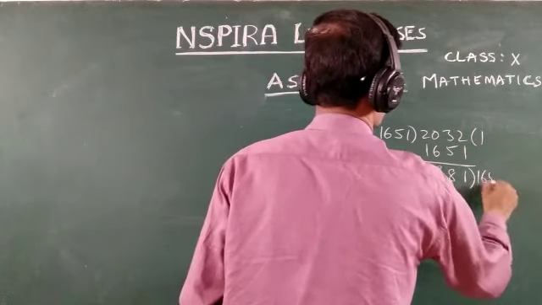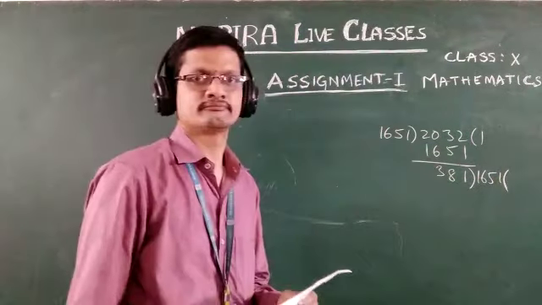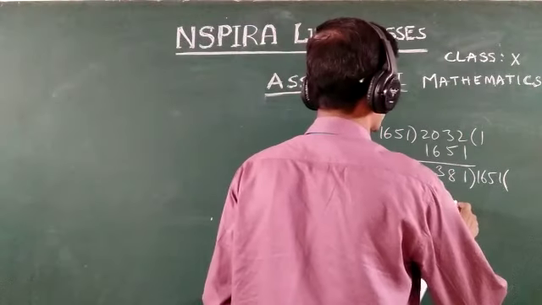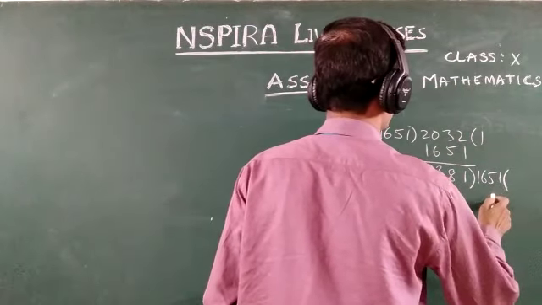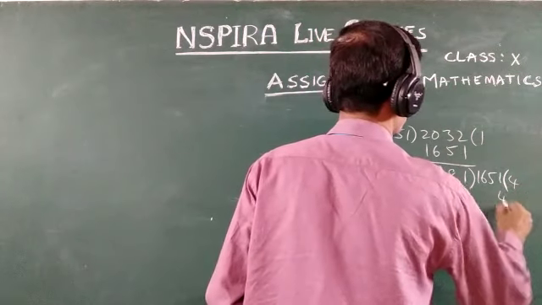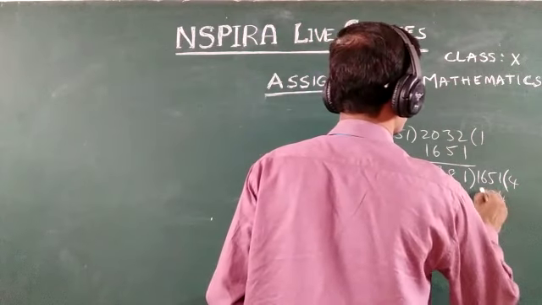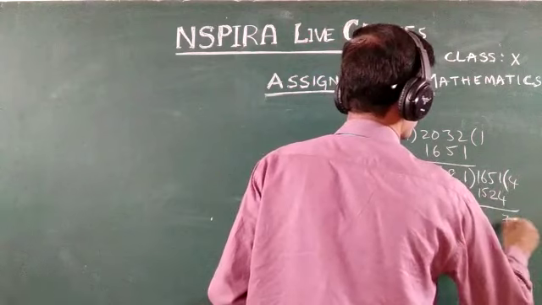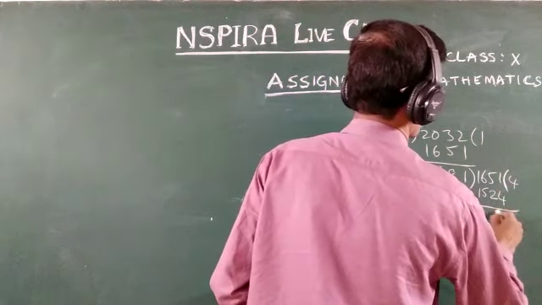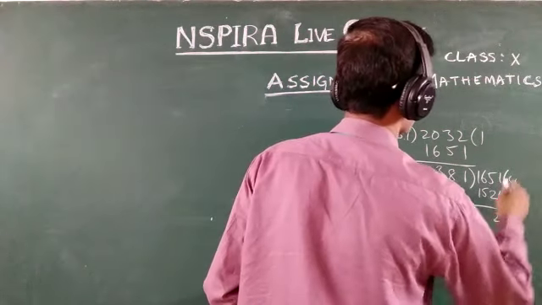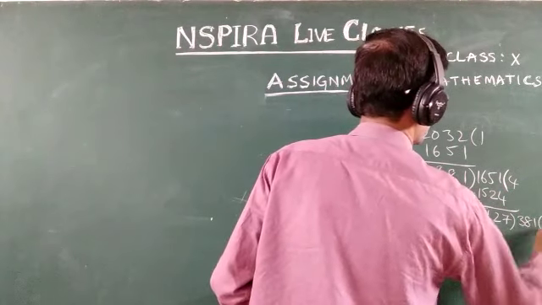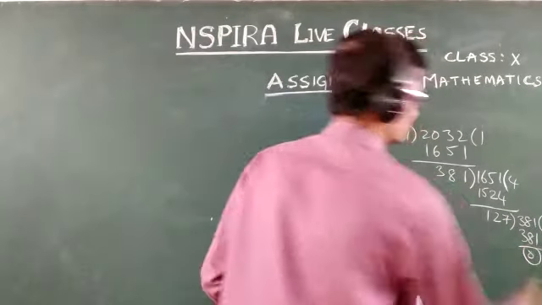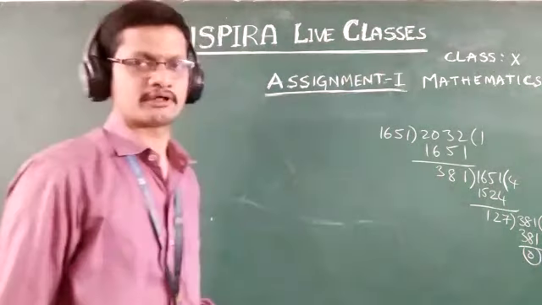Now again 1651. So how many times is this? Maybe 4 times. Let me check it. 4 1s are 4, 4 8s are 32, 4 3s are 12, 15. So this is 7 and this is 2, and this is 1. So 381, how many times? 3 times. Do the division method separately.